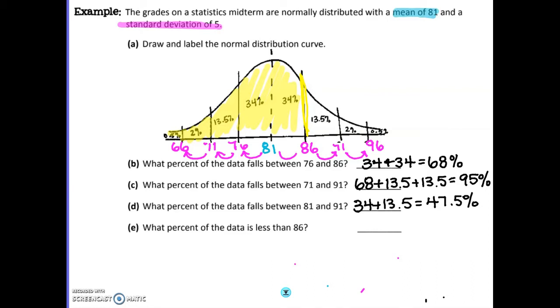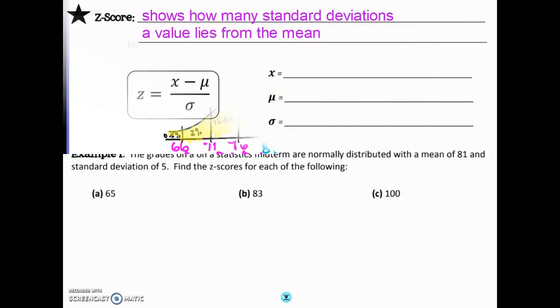Adding everything up below, I'm going to get 84%. How did I get that? I added 34 plus 34 plus 13.5 plus 2 plus 0.5%. Adding that all up got me 84%. So that's saying if I got a score of 86 on the midterm, whoa, less than that. If I got less than an 86 on a midterm, that's 84% of my data being accounted for. Now let's talk about z-scores.